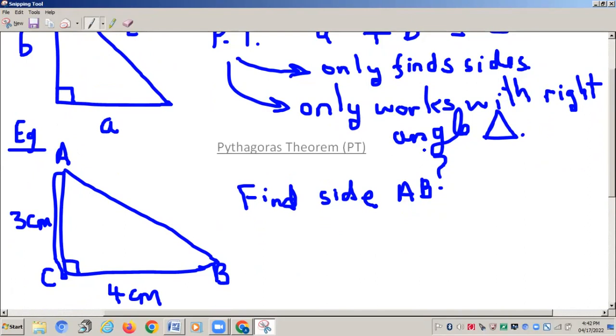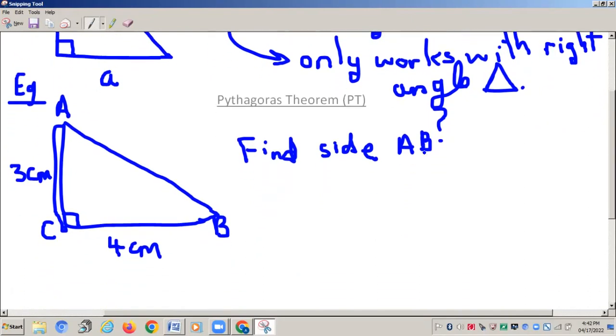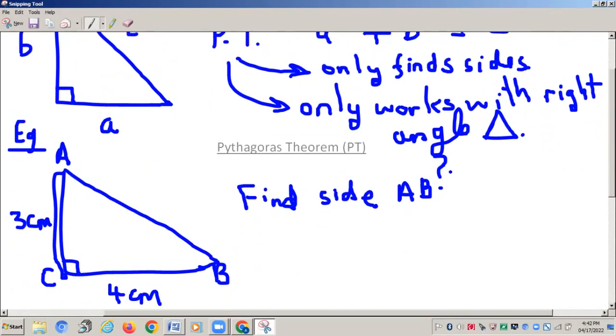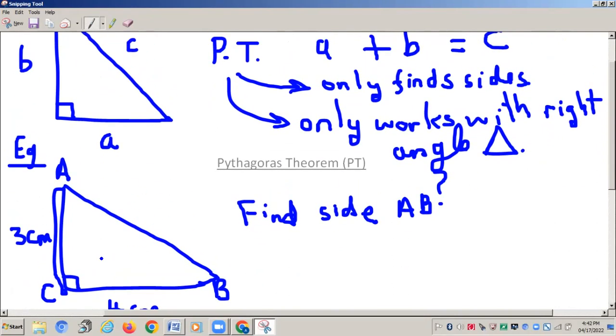The other side. Now, we want to find side AB. Ask yourself this question: is side AB, what we're finding, the hypotenuse? Somebody tell me. Is AB the hypotenuse? Yes or no? Yes, sir, it is. Right. So you see, it's very important, because sometimes they'll flip around the question where they give you the hypotenuse and they ask you to find a short side.